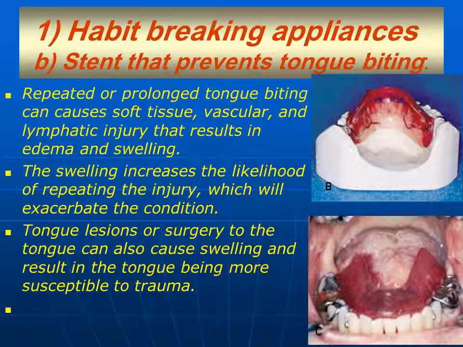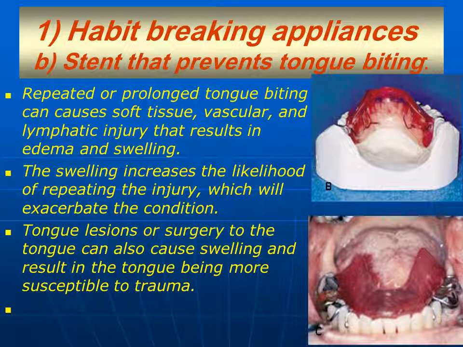Another type of habit breaking appliances is the stent that prevents tongue biting. As we all know, repeated or prolonged tongue biting can cause soft tissue, vascular and lymphatic injury that results in edema and swelling. The swelling increases the likelihood of repeating the injury. You know, when the tongue is traumatized and swelling occurs, the increase in the size of the tongue will increase the possibility of biting the tongue. Therefore, the injury is repeated, and this will exacerbate the condition.